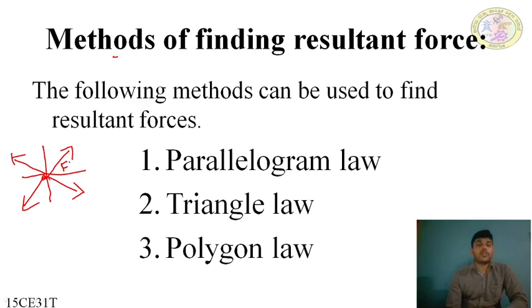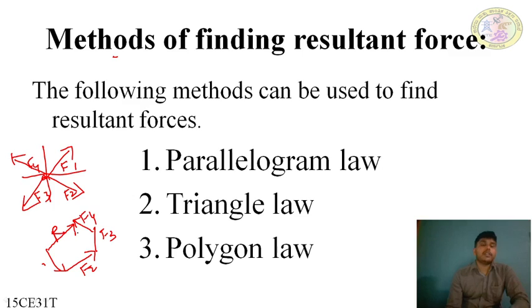Example of concurrent forces: when forces F1, F2, F3, F4 are acting concurrently, they can be represented as the sides of a polygon, F1, F2, F3, F4, and the total force is the resultant force. This can be represented in the form of a polygon, like a closed traverse.